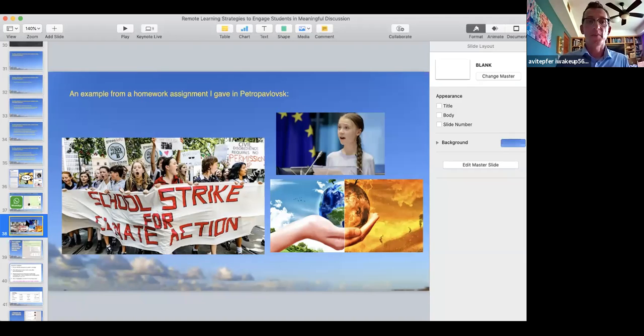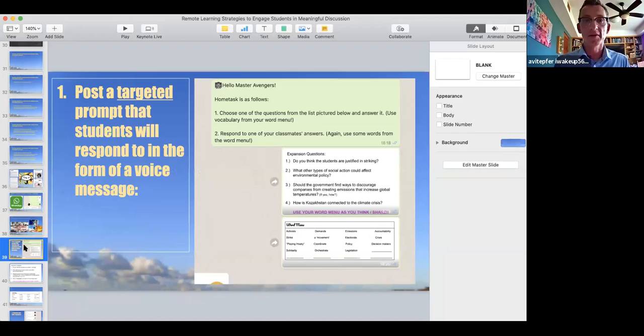So my first step, very similar to what we did last time, was a voice memo. If we read here, this was the name of the class I was teaching, their WhatsApp name, Master Avengers. So I gave the directions here. I posted a prompt that they will answer in a voice message, okay? And then second, these students responded to each other using text, okay?